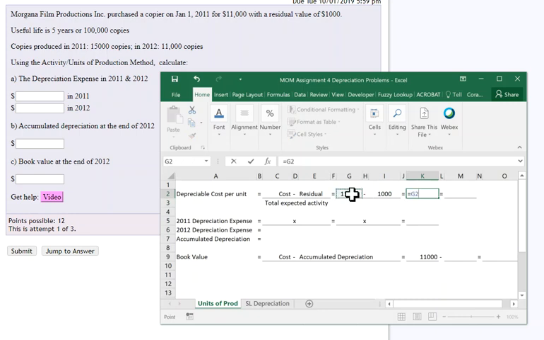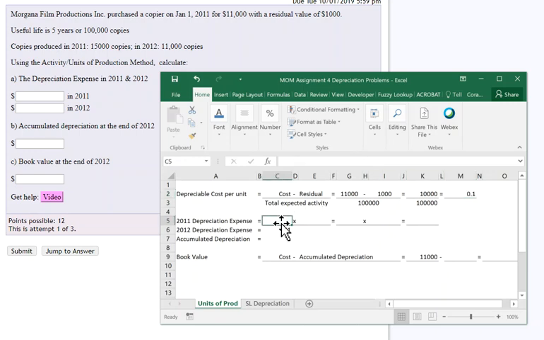So we will take cost minus residual, and we want to take all of that over the expected level of activity. In this case, the expected level of activity is 100,000 copies. So they're making it nice and easy on me. So 10,000 divided by 100,000 is going to be what? Is it 10 cents? Let's see. 10,000 divided by the 100,000. So a depreciable cost per unit of 0.1, or 10 cents.